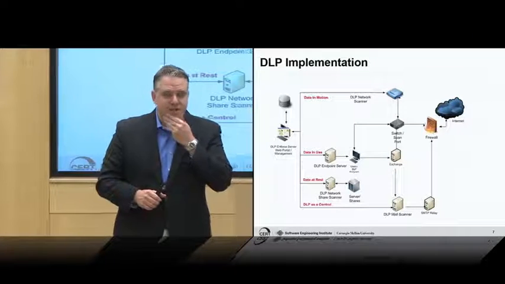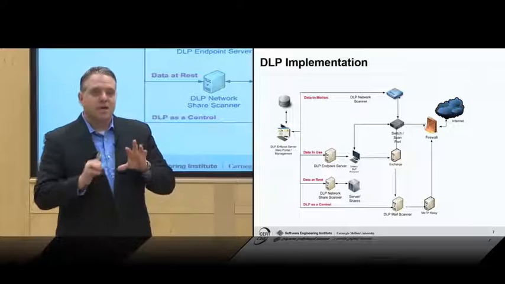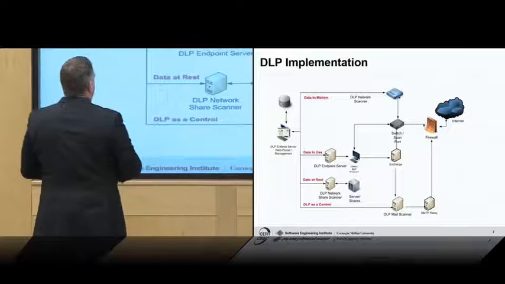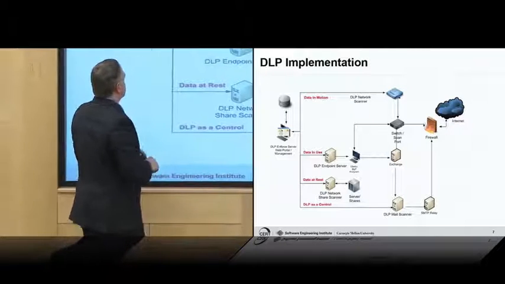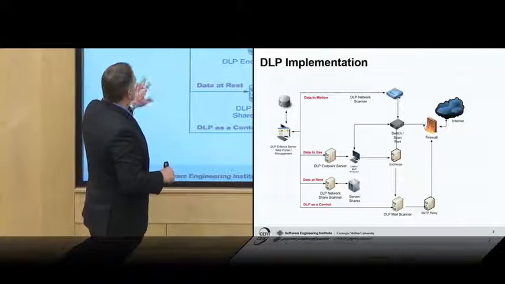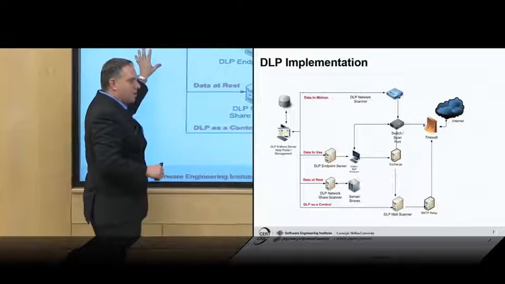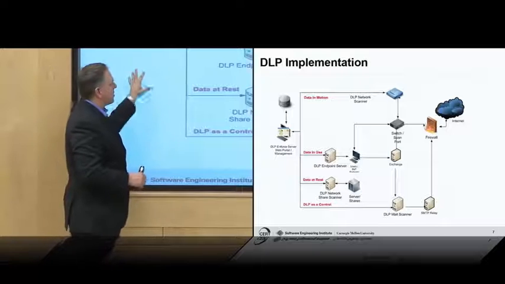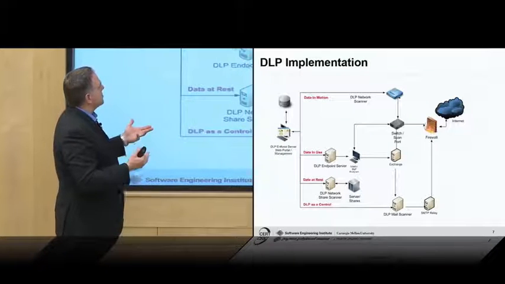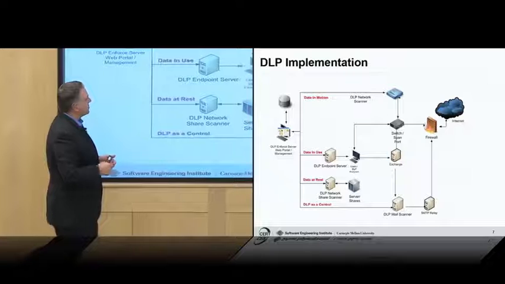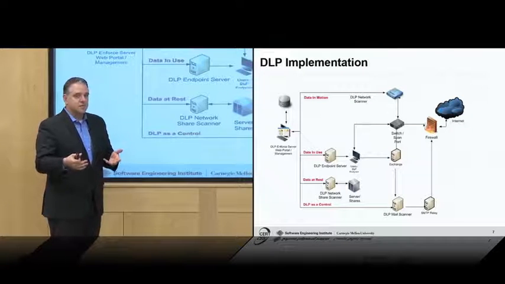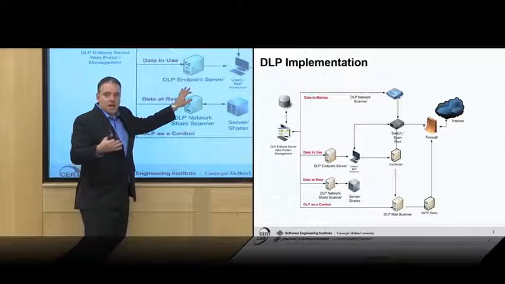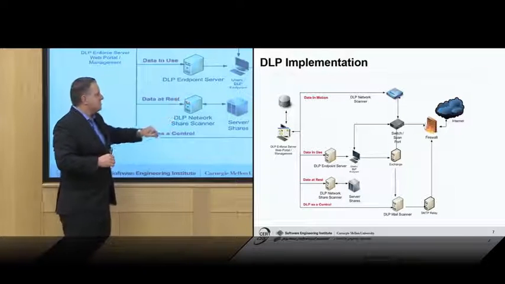For DLP implementation, here's a great chart that lays out the different kinds of DLP services that are available to you and what types of data it's checking. Usually there will be some type of DLP portal or enforcement server or management interface. That's here on the left. And then you can look for data in motion through the network-based DLP approach. You can look for data in use through some type of endpoint approach or host-based DLP.